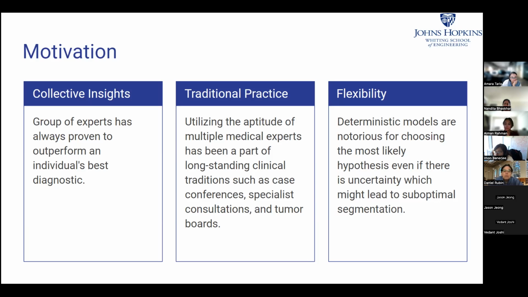And then also some flexibility. For example, we know that deterministic models are super confident. Even if it's uncertain about something, it will just choose the most likely hypothesis, which can be suboptimal in that case. So we just want to have room for some flexibility, like having different segmentation masks and letting the people who use the particular model decide.